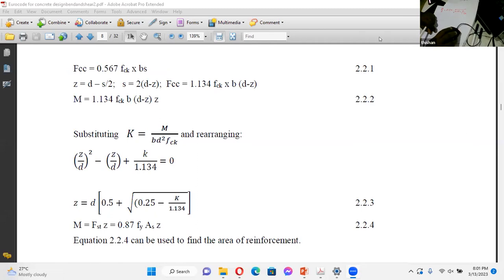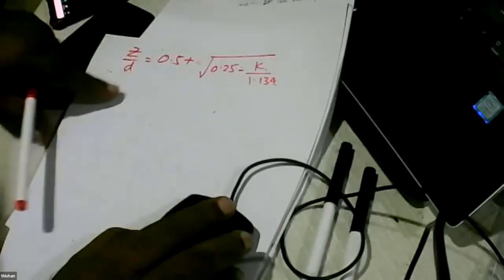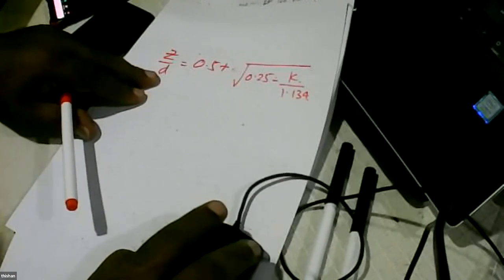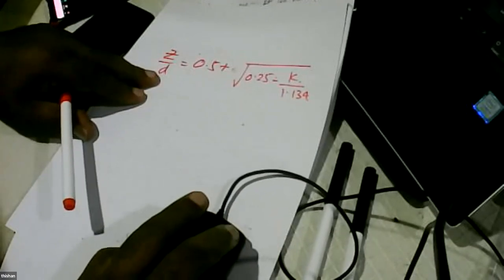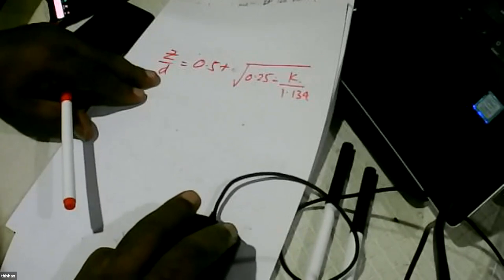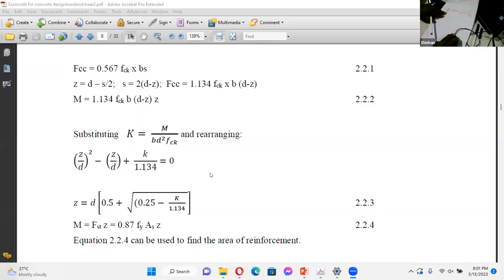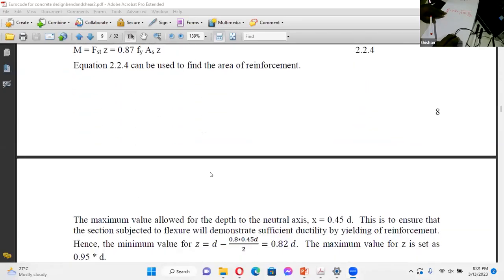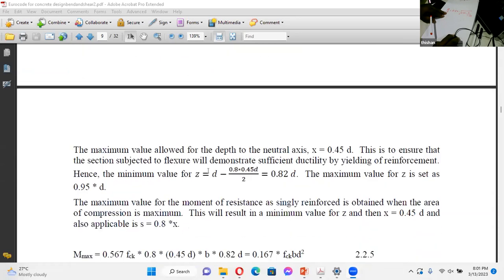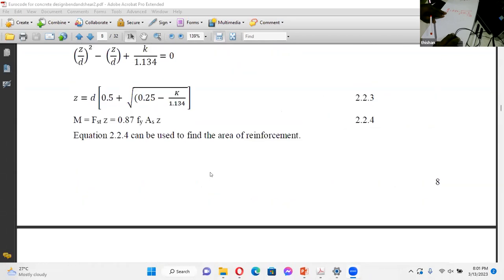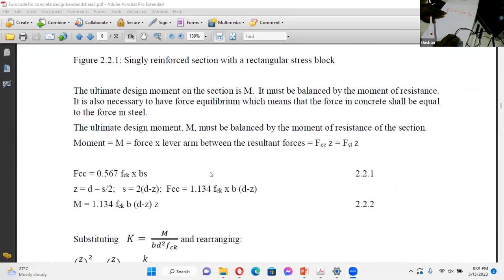And if I stop sharing, you can see this question. It's here. So you can get this equation. And once you have this equation, we can straight away find the Z value, and then we can find the reinforcement as well. So we'll look at an example now, just to give you some idea.